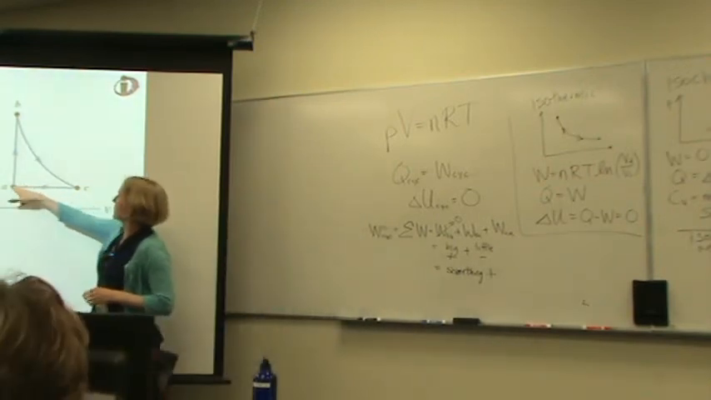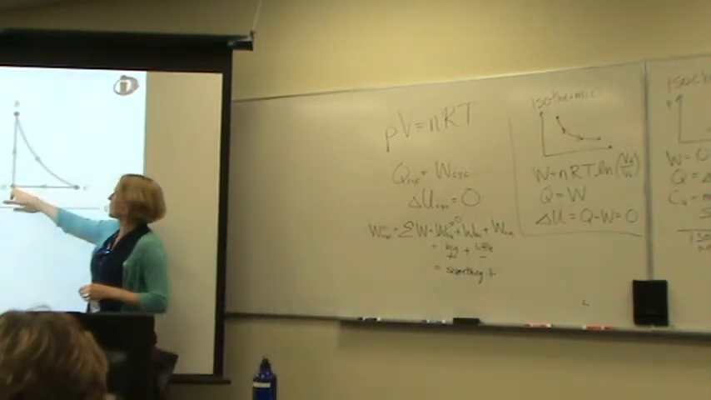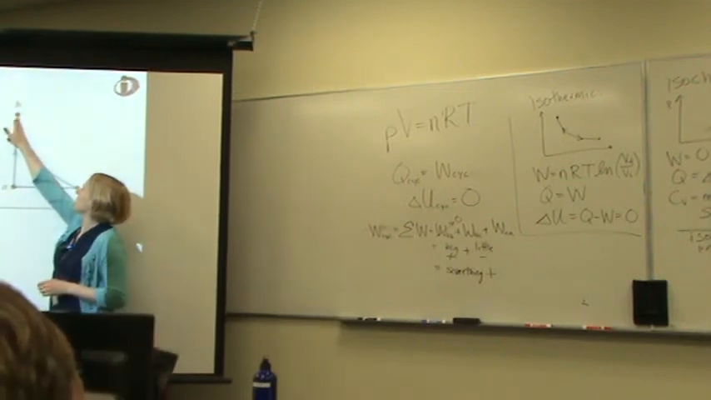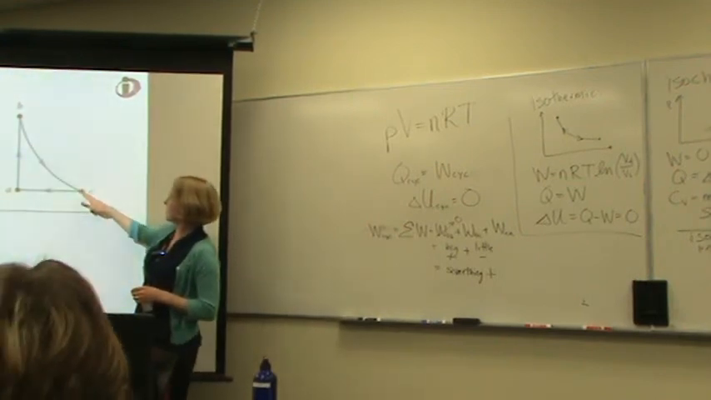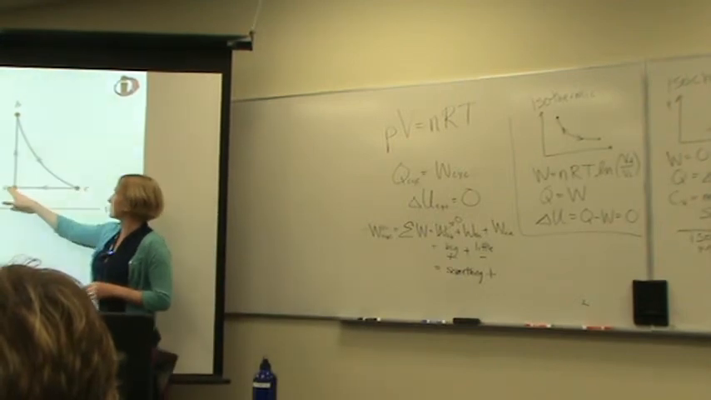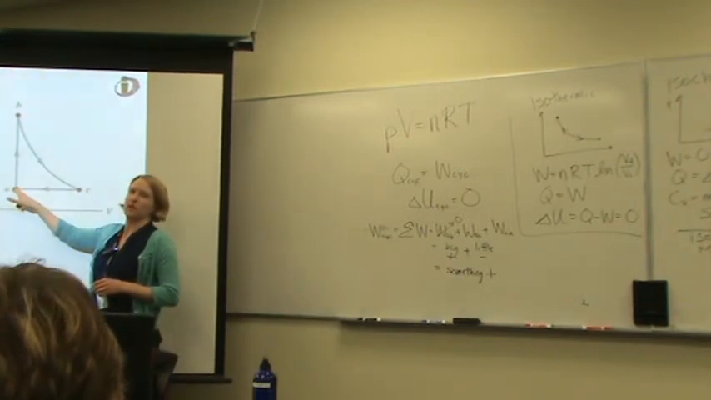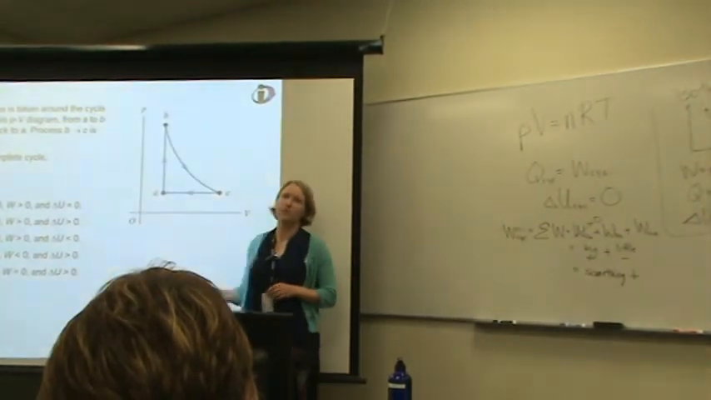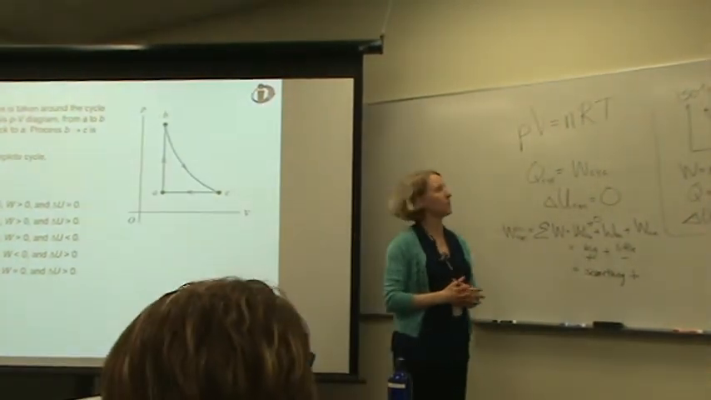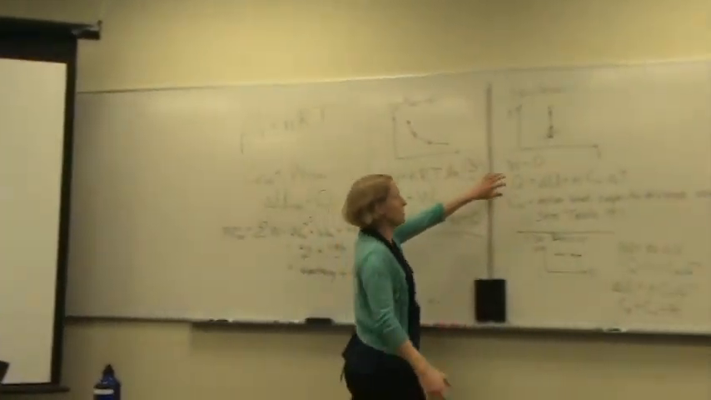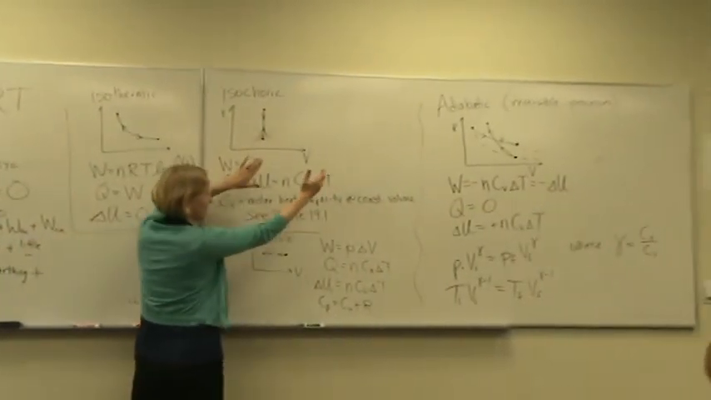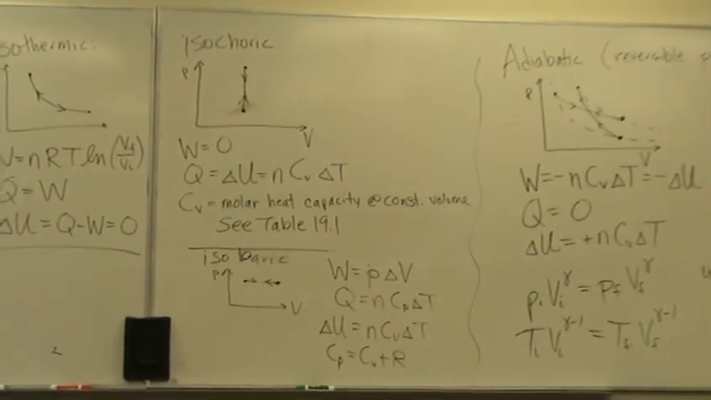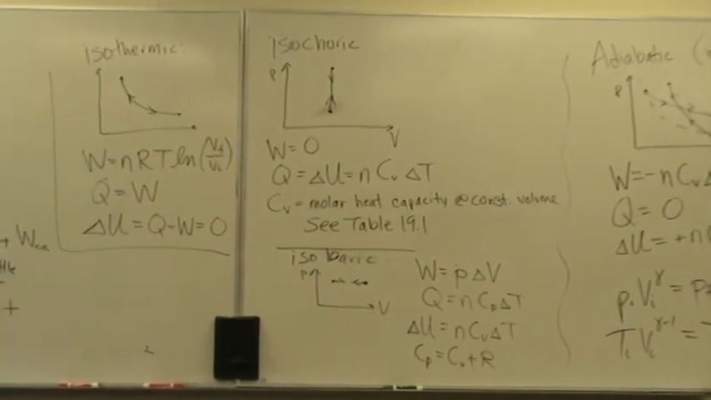Okay. Yeah, so we said from here to here, your internal energy would be positive. From here to here, your internal energy is 0. And then from here to here, your internal energy is negative. And so it just so happens that whatever you gained here, you lost there. So delta U was nCv delta T and nCv delta T.